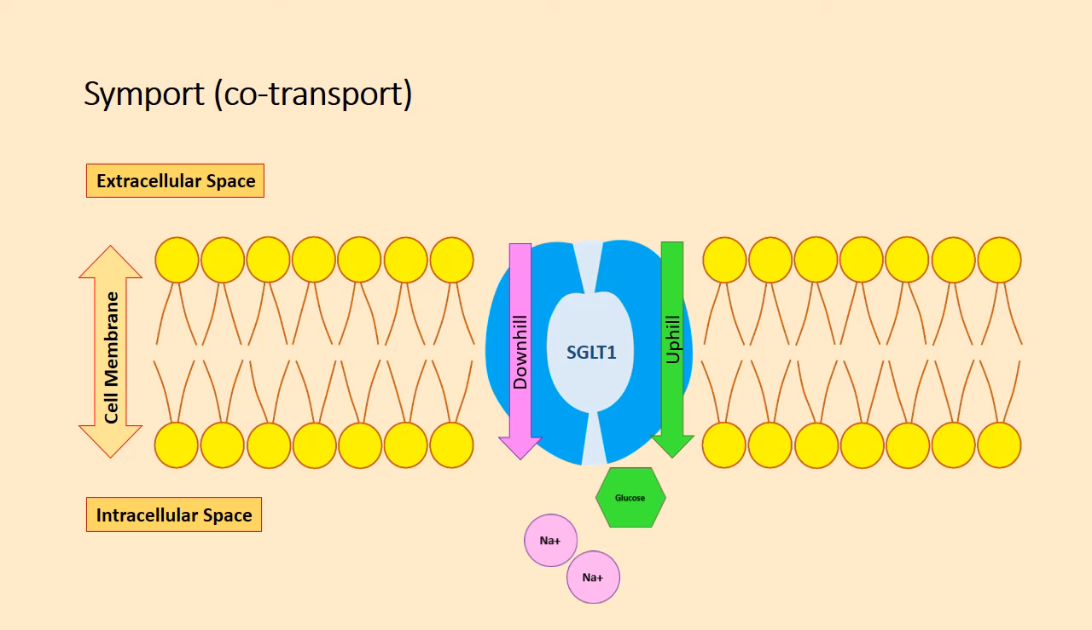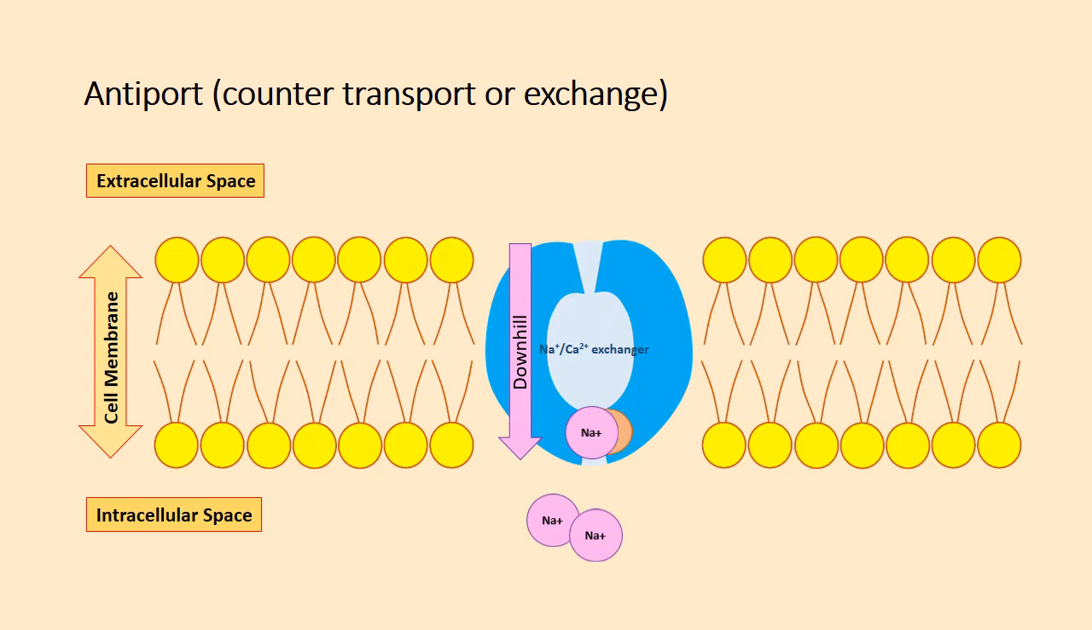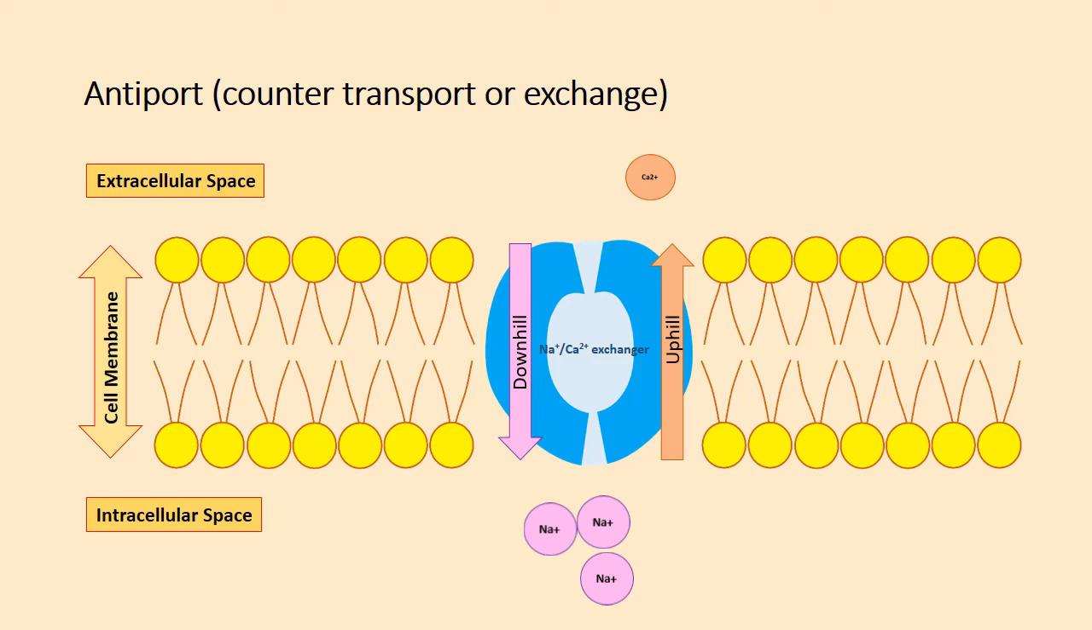In antiport, two different substances move in opposite directions. For example, when three sodium ions enter the cell down their electrochemical gradient, one calcium ion goes out of the cell against its gradient.